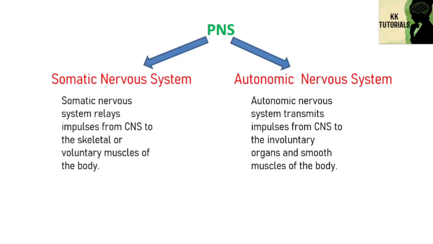However, according to recent studies, the extent of PNS has been broadened to incorporate the ANS. According to this view, the PNS is divided into somatic nervous system and autonomic nervous system. The somatic nervous system relays impulses from CNS to the skeletal or voluntary muscles of the body. Autonomic nervous system transmits impulses from CNS to the involuntary organs and smooth muscles of the body.